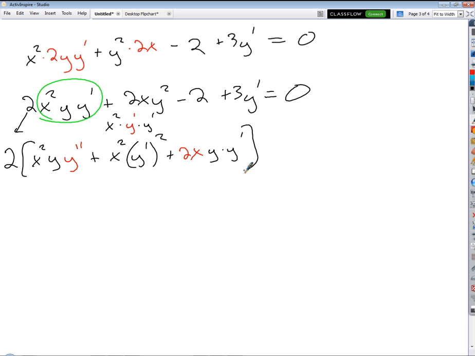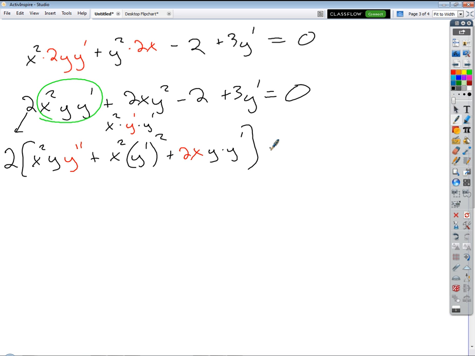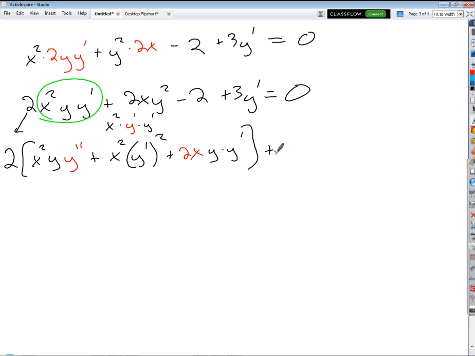So that's the derivative, all this stuff is the derivative of just that stuff in the green, right? That's crazy. It's crazy, I agree. Okay, plus, we just keep going.